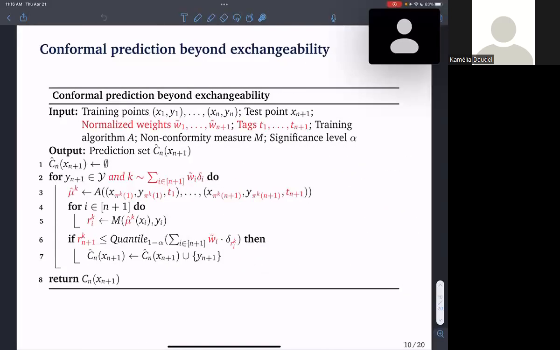And then this is the algorithm that they get. The changes are denoted in red over here. So the additional inputs are the normalized weights and the tags, and in terms of the algorithm, now you have an additional step of sampling k from the multinomial distribution defined earlier. Now you have mu_k, which is the model that you get by training on the data points with the tags and with the permutation. And you have a new non-conformity measure, which is dependent on mu_k in this case. But the condition is more or less the same. So you say that you include the label y if your non-conformity measure R_k^{n+1} is less than or equal to this weighted quantile in this case now, where the weights are defined by the w_i's that you had before.